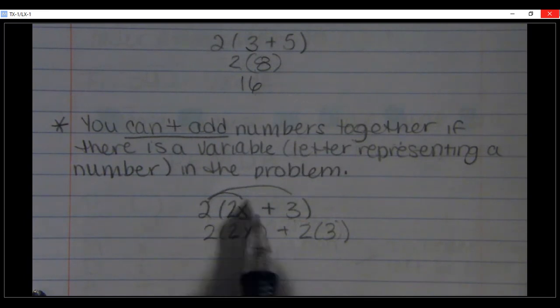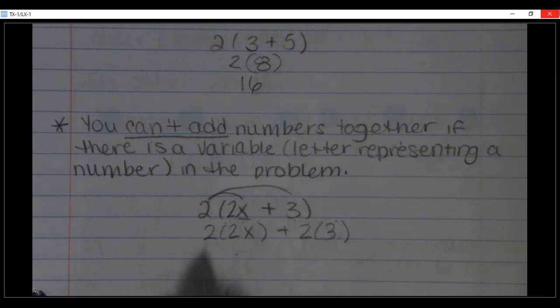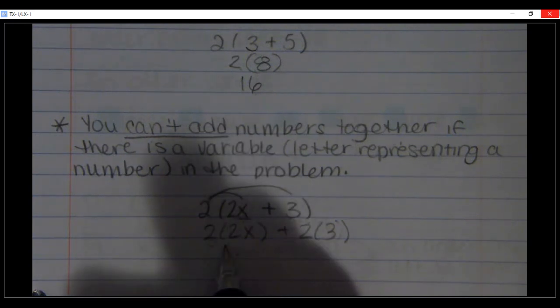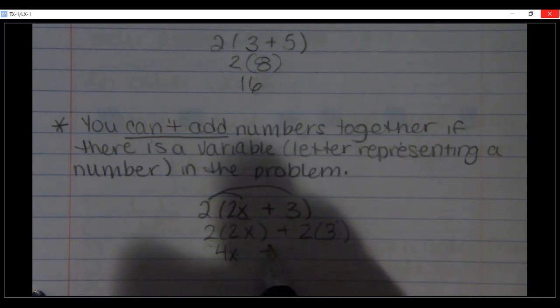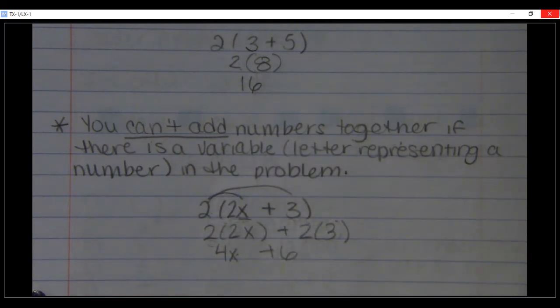So again, I did that same thing where I took my 2, multiplied it by the 2x, took the 2 and multiplied it by the 3. When you multiply 2 times 2x, you just multiply the numbers in front and you get 4x. And then 2 times 3 is 6. So again, this is going to be for later on. It's just something that I wanted to expose you to now so that when we do get to it, it'll be a little bit in your mind.